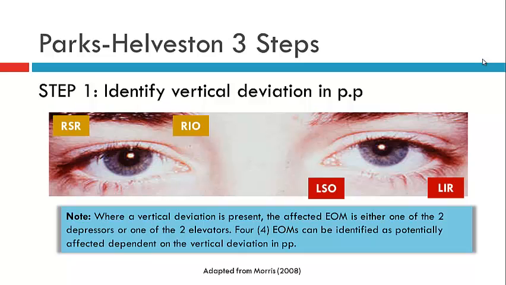Now, in this particular example, you can just tell that the left eye is hypertropic. Okay, so we have a hyper deviation of the left eye. So the two depressors of the left eye, the left superior oblique and the left inferior rectus, are suspected, as are the two elevators of the other eye, the right superior rectus and the right inferior oblique. Remember, at the end of step 1, you will always have 2 depressors and 2 elevators that are potentially affected.